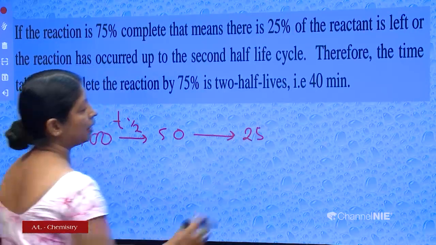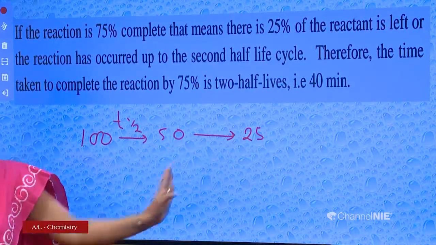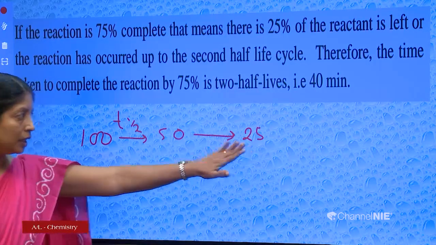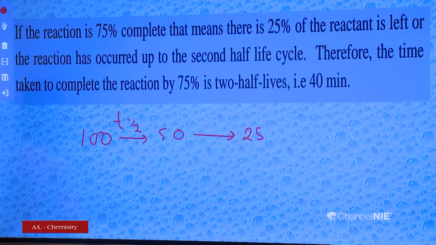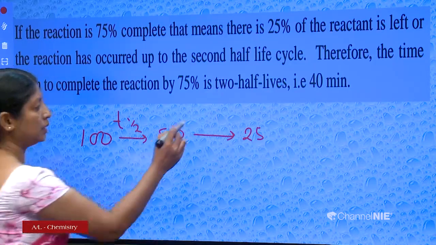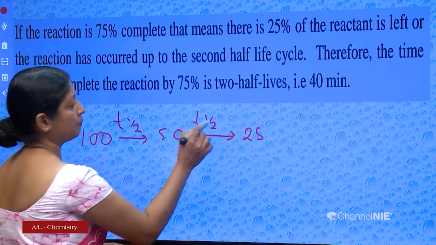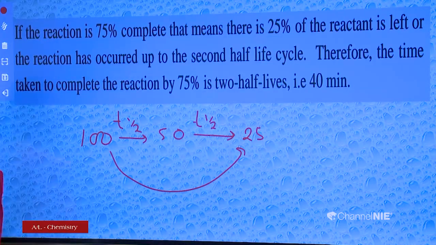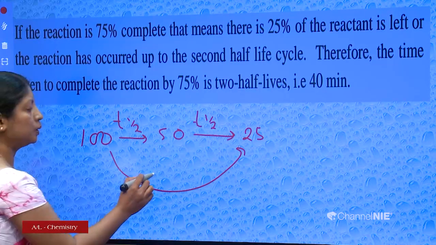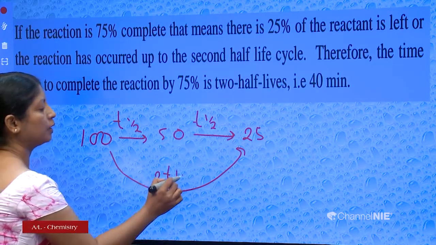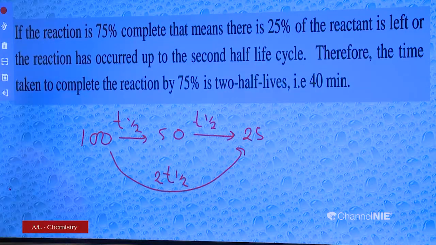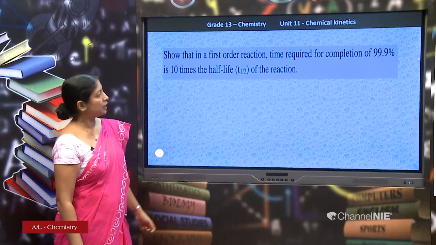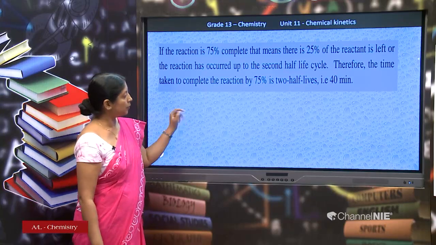So, once this conversion is over, the remaining part is 25 if the initial amount is 100. Then we have to spend another half life. If you want to complete the reaction by 75%, the remaining amount will be 25. So we have to spend altogether 2 half lives. As it is a first order reaction, we have to spend 2 half lives.